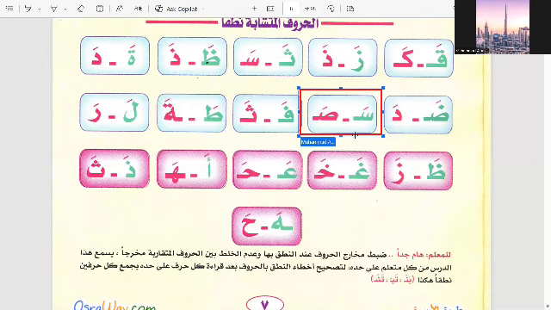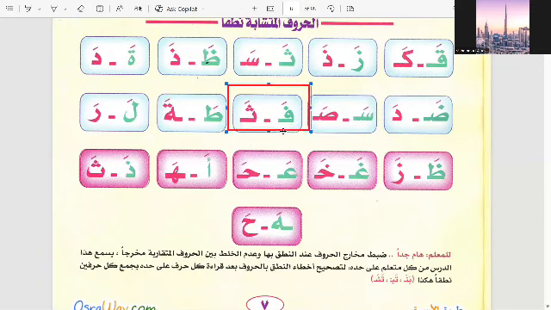Next, we have Sin and Sod. It's like the normal English S sound, as in son. So the Sod is a heavier, stronger version of the Sin. Sin, Fatha Sa, Sod, Fatha So, Sa, So. Fa, Fatha Fa, Tha, Fatha Tha, Fa, Tha.